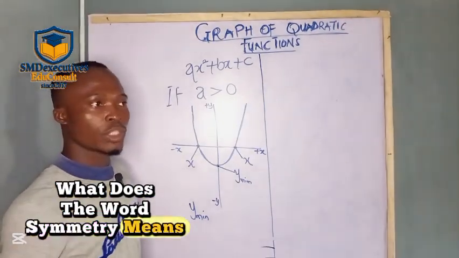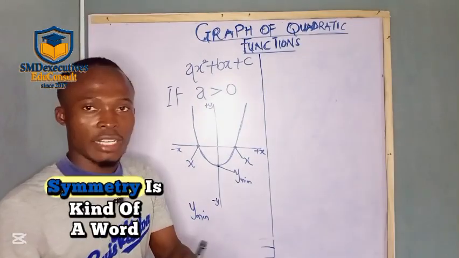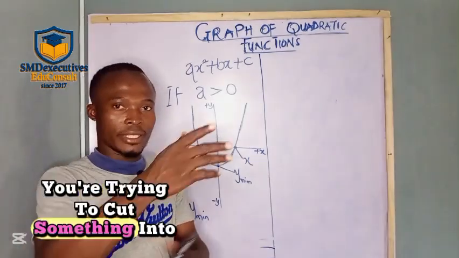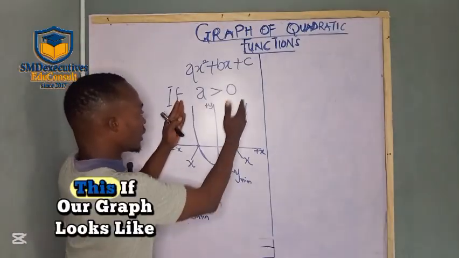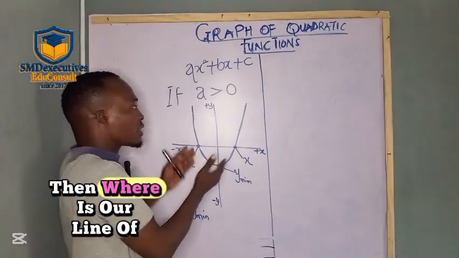What does the word symmetry mean? When you hear the word symmetry, it is kind of a word that means that you're trying to cut something into two equal parts. That's the meaning of symmetry. So if you look at this graph, if our graph looks like this, then where is our line of symmetry?